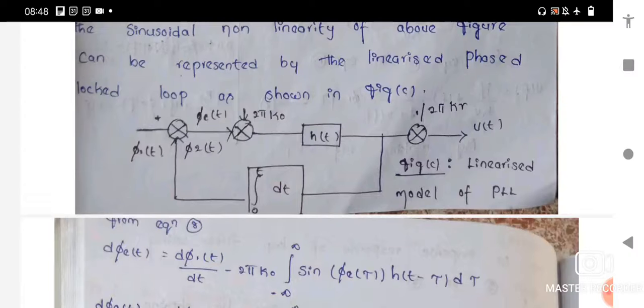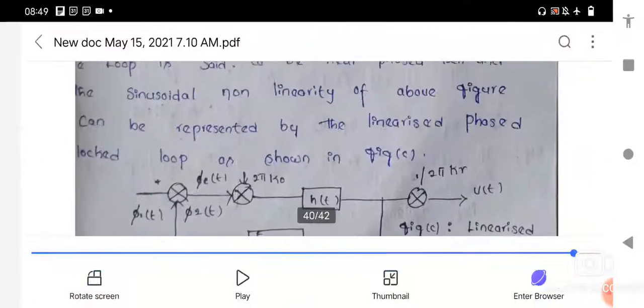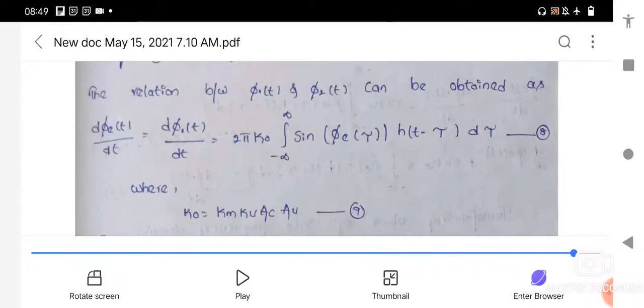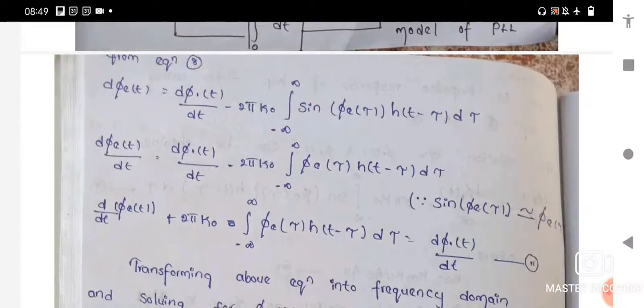So here is the block diagram represented as the linearized model of PLL. From equation 8, so what is equation 8? So this is equation 8. From this equation, dφe(t)/dt equals dφ1(t)/dt minus 2πk0 integral from minus infinity to infinity sin φe(τ) h(t minus τ) dτ.